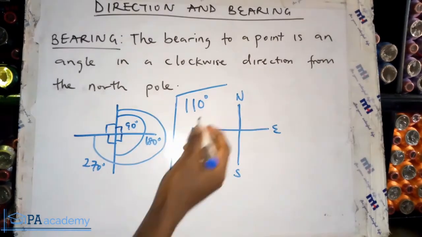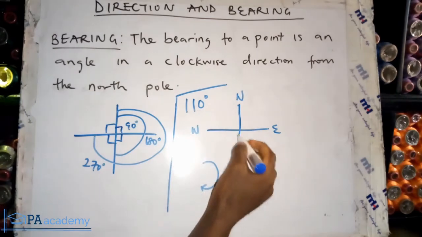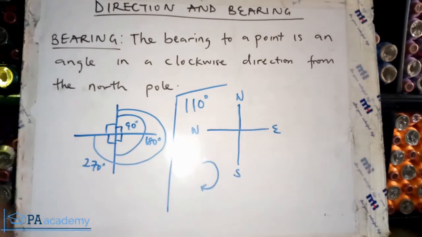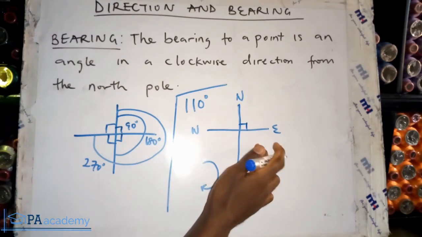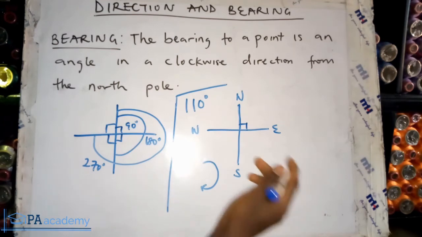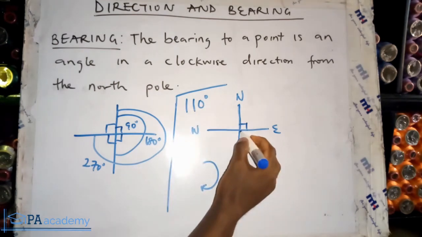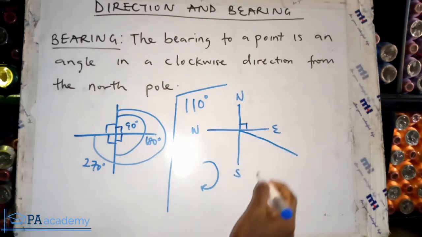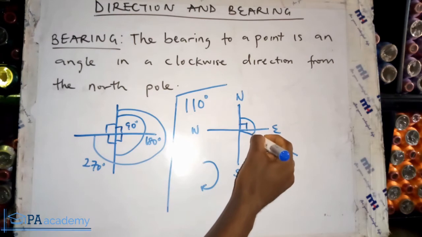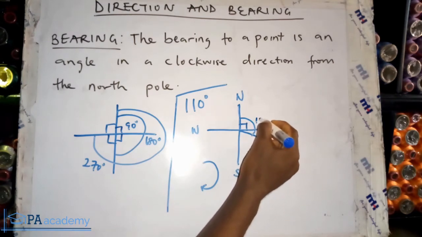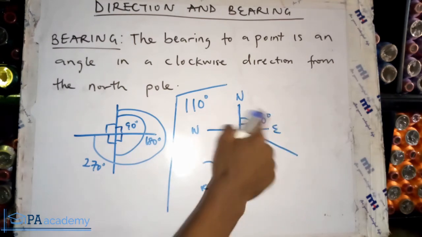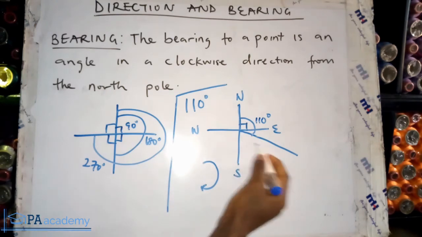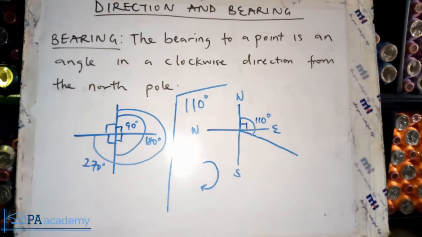So for 110 degrees, for example, if you are looking for a bearing of 110 degrees, we know that from here to here, this first quadrant, is 90. So what is left is for us to look for another 20 degrees to make it 110. Our 20 degrees should be somewhere around this. So this is 110 degrees. For a bearing of 110 degrees, this is how it will look.